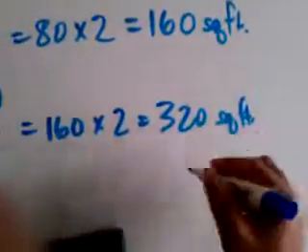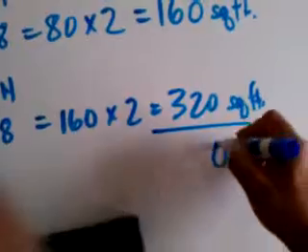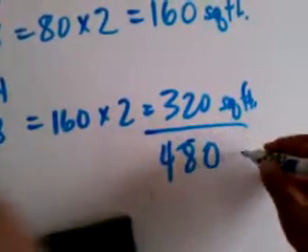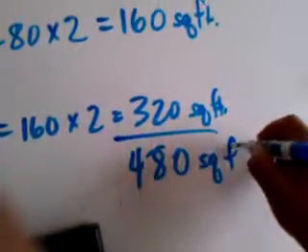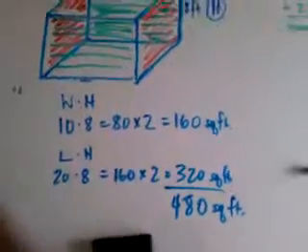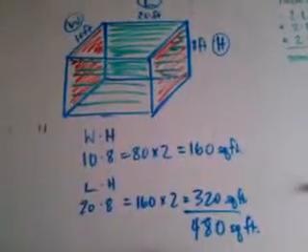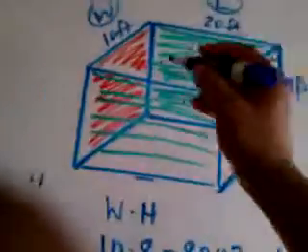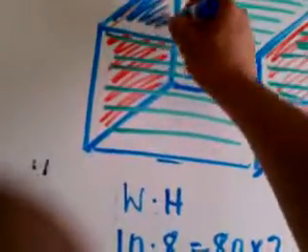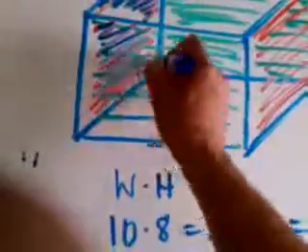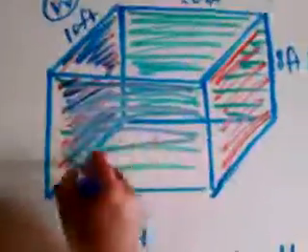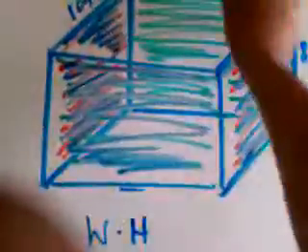I'm going to add these together. So I have 480 square feet. Now, the question becomes, if I want to paint these walls, let's just say I want to paint them all the same color. I'm going to paint all of this lovely shade of blue.